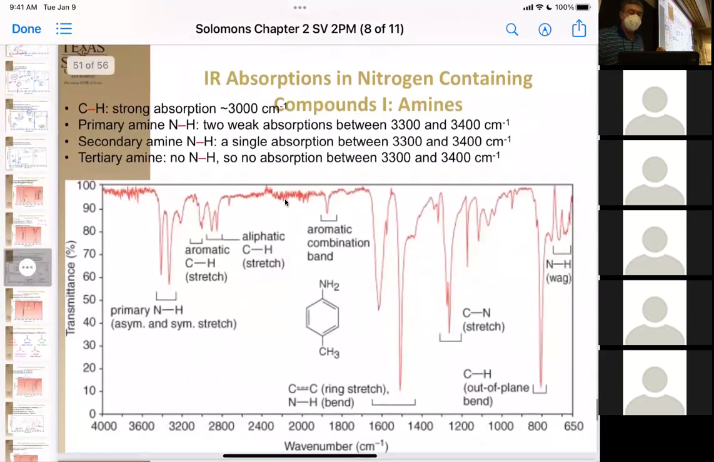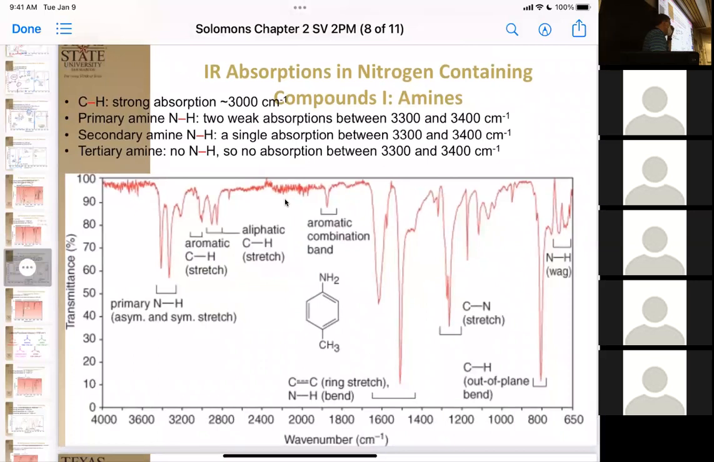Okay, so let's see. We've covered carbon-hydrogen peaks. We've covered carbon-oxygen peaks. We've covered oxygen-hydrogen peaks. Nitrogen-hydrogen peaks. Okay, so nitrogen-hydrogen are going to be up in that high range above 3000, right?